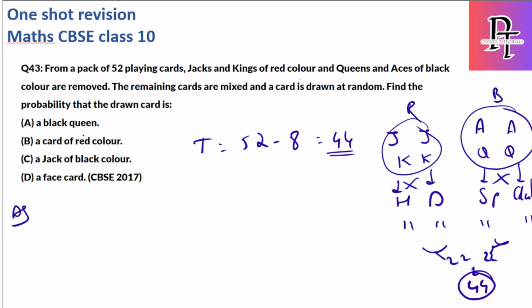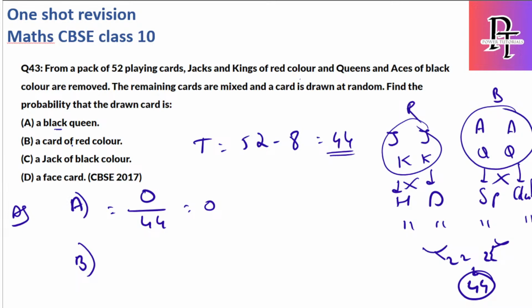Okay, let's solve. How many cards are drawn at random? A card is only one card. Okay, fine. First one, that one card should be a black queen. First of all, these two are red, so don't consider this. In this, how many do we want? Black queen, but queens and aces of black are already removed. So easy question: 0 by 44. These are red queens, but they already removed the black queens. They are asking for a black queen, so the answer is 0.